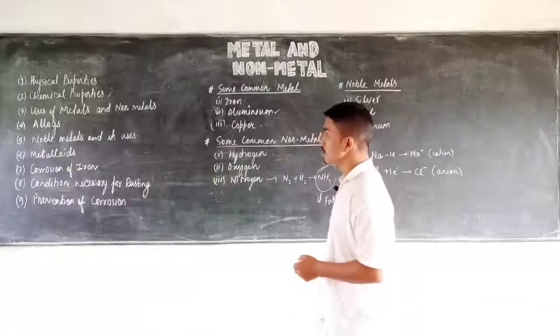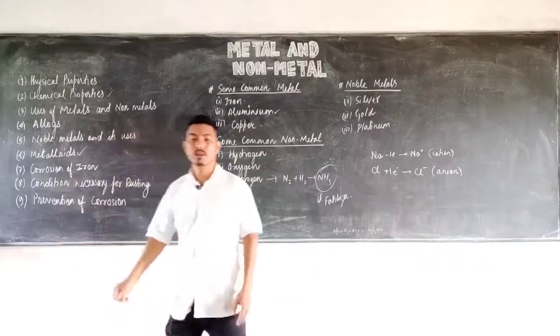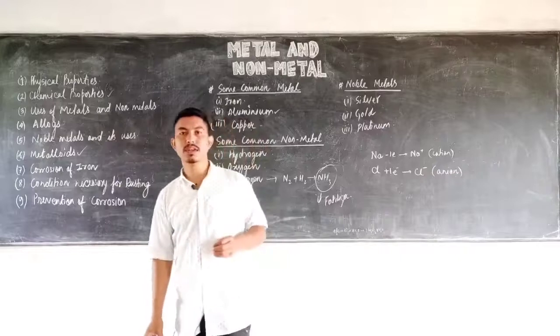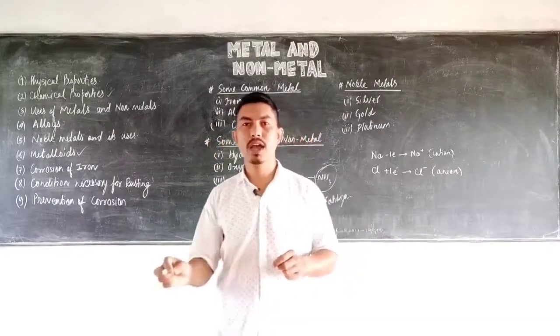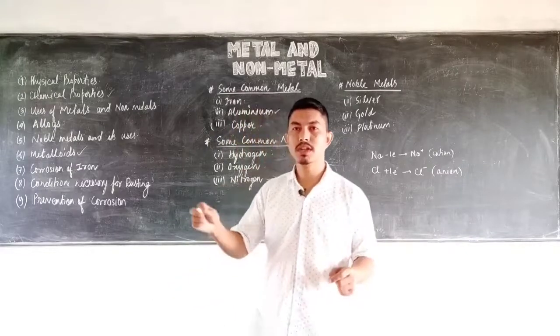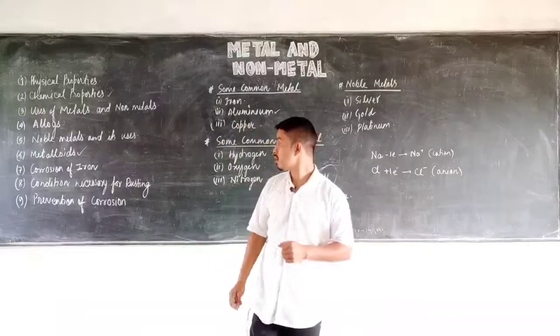Now coming to another topic, the sixth topic. Here we have metalloids. Now what are metalloids? Metalloids are those substances whose properties lie between those of a metal and a non-metal. In some cases, it behaves like a metal, whereas in others, it behaves like a non-metal.